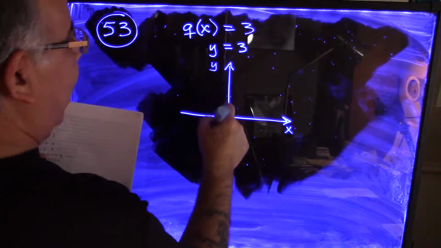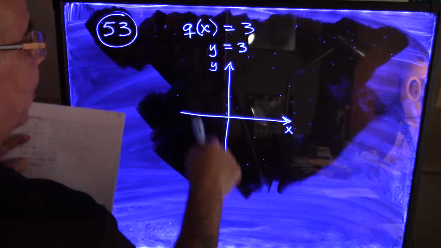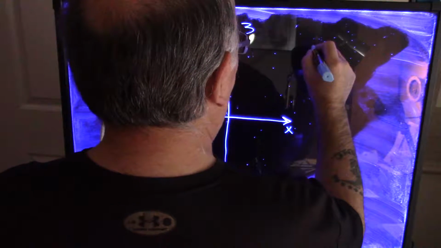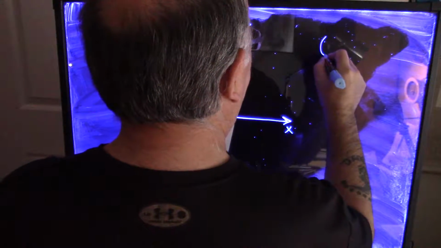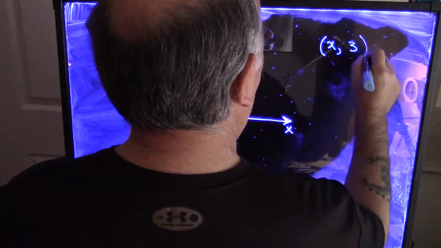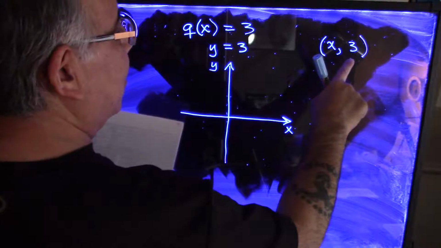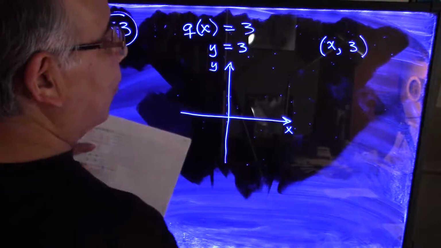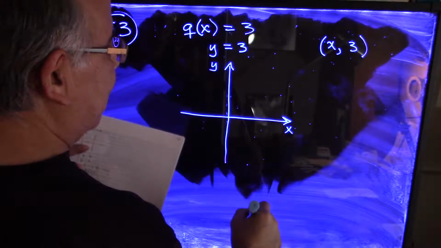So you could write either y for the y-axis, or you could write q or q of x if you wish. Alright, now the coordinates for any point on this line will have the form x and 3, where y equals 3. Y will always equal 3 for any point on this line. And x will be whatever it is. It can be any real number.